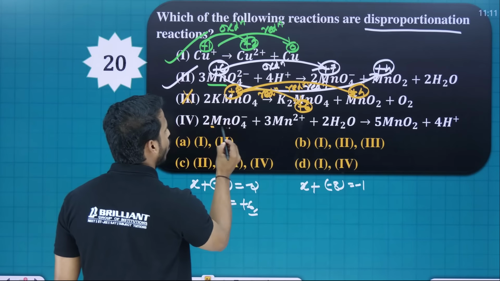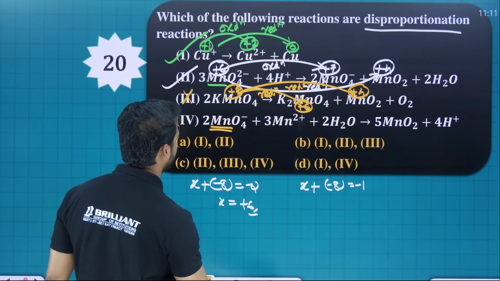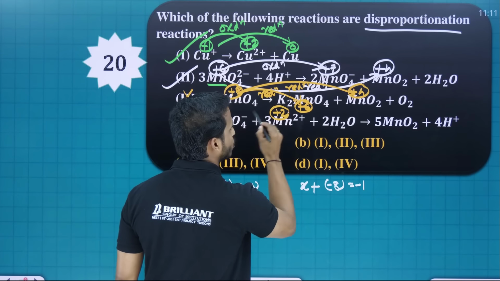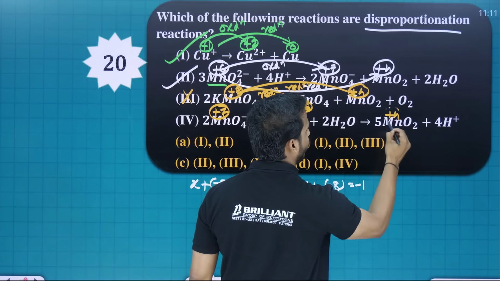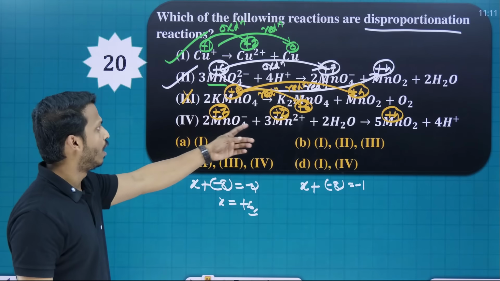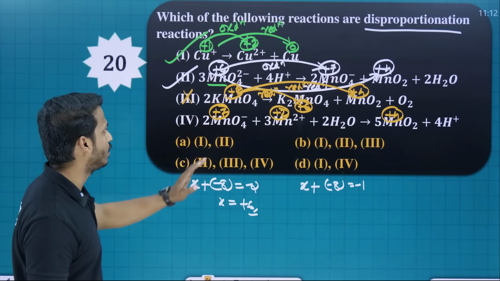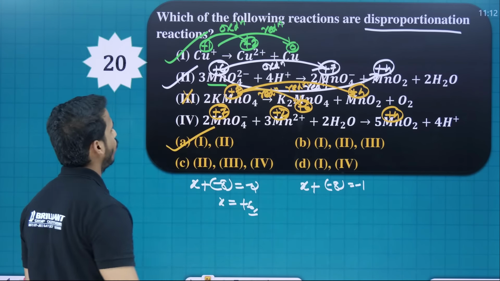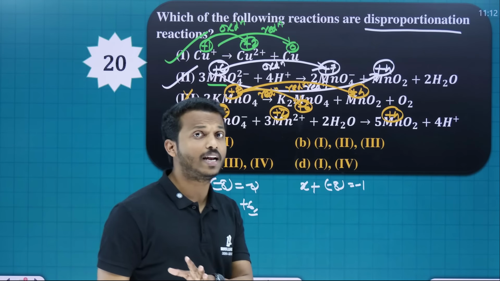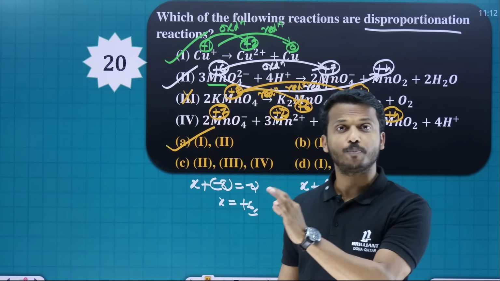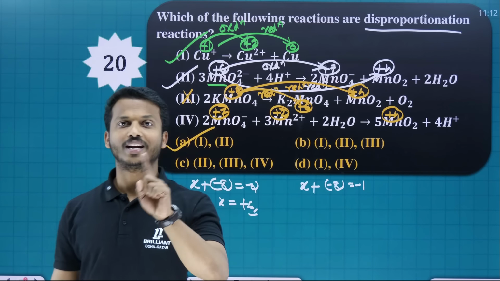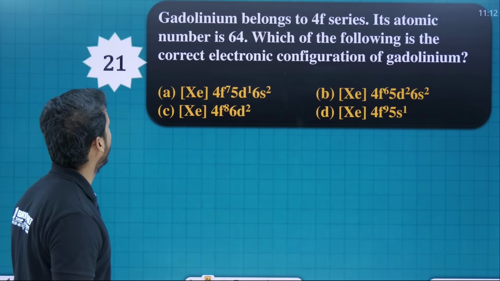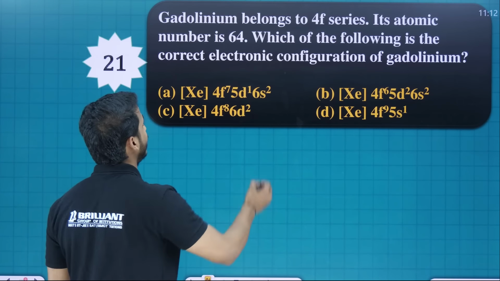And here you observe, there is only one manganese. Let us check it. Here Mn is +7, here Mn is already +2, and here it is +4. Can we say oxidation or reduction here? No, only options 1 and 2 are possible. So what is the basic idea? If the same species undergoes both oxidation and reduction, then it is called a disproportionation reaction.